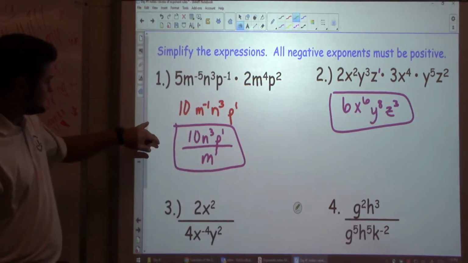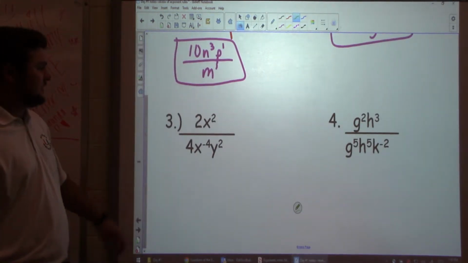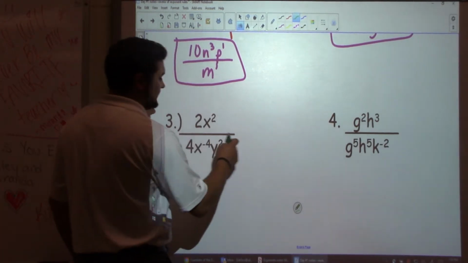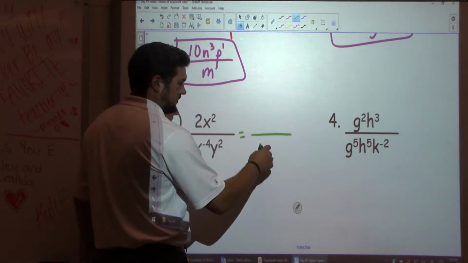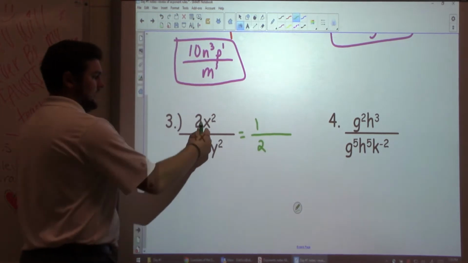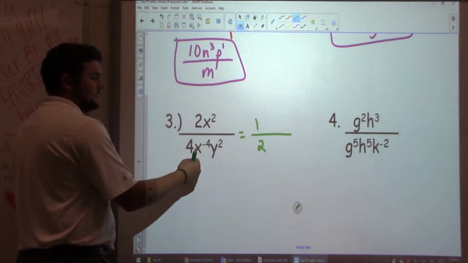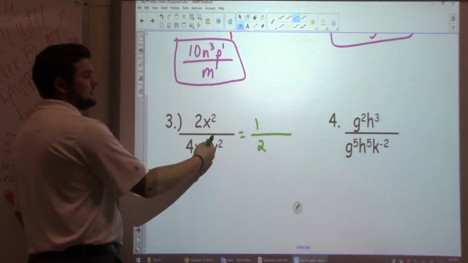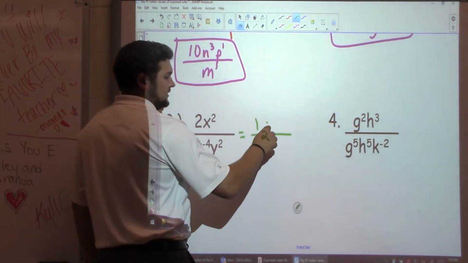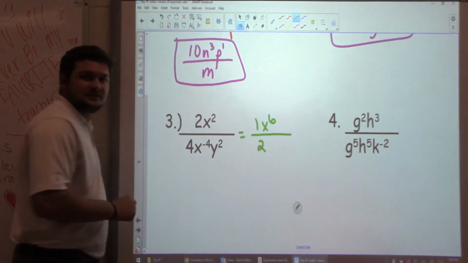Let's try some other ones. Division. 2x squared over 4, x to the negative fourth, y squared. Well, first of all, 2 over 4 becomes 1 over 2. Right? X squared divided by x to the negative fourth. Well, I'm subtracting my exponents when I divide. 2 minus negative 4 will be positive 6.